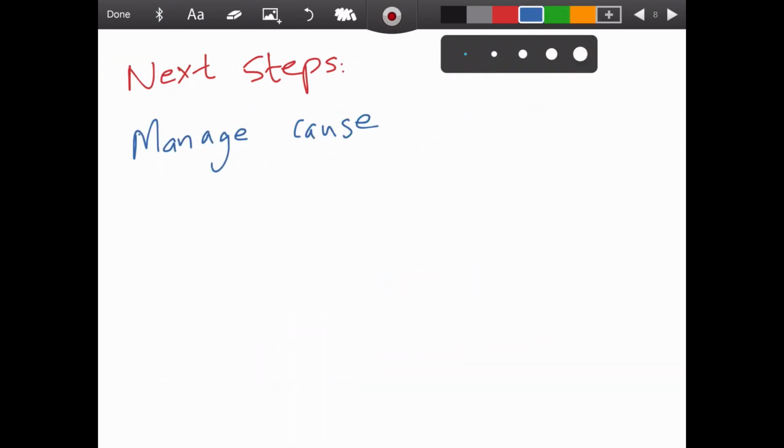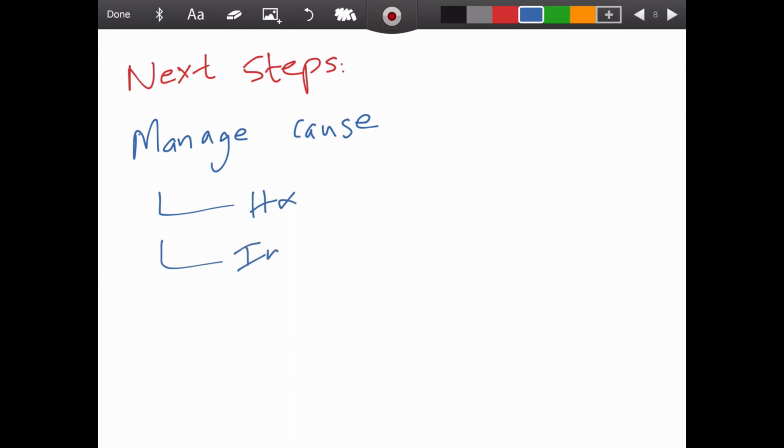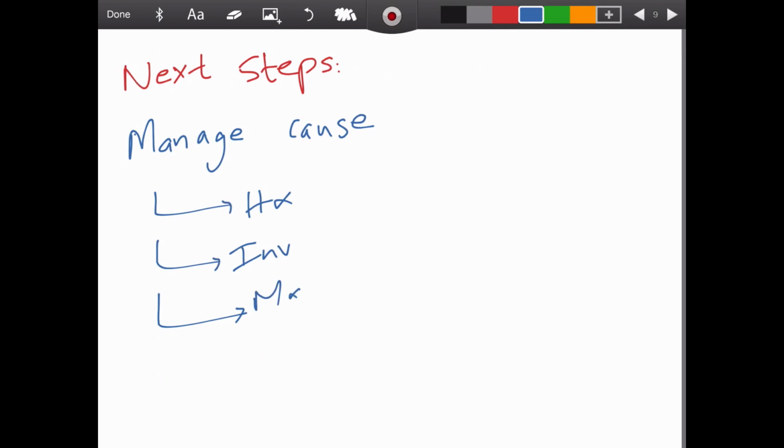So finally, after ABCDE, the next step would be to manage the cause. This is where you try to find out what it is that caused the patient to go into this condition of instability. Here you would go through your original plan of history taking, doing investigations, and then following it up with the management, whatever it is for the patient, depending on the cause.